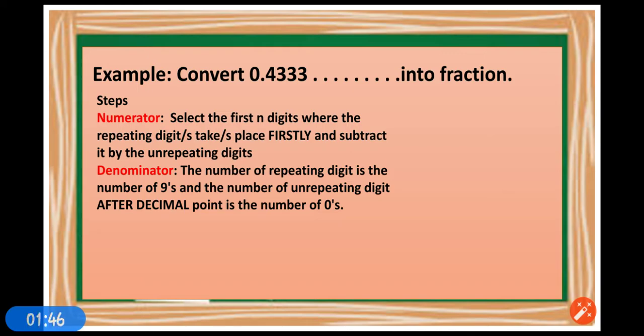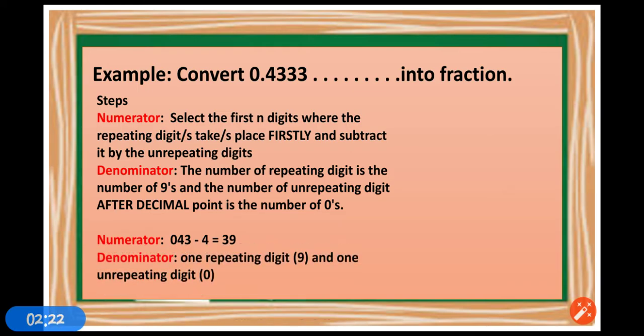In our example here, we have 0.43333 and so on. Your repeating digit is 3. And the first digits, where the 3 appears first, is 043. And you have to subtract it by your unrepeating digit, which is 4. And that is your numerator part. Okay? The next one is your denominator.